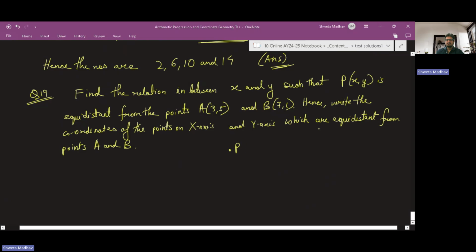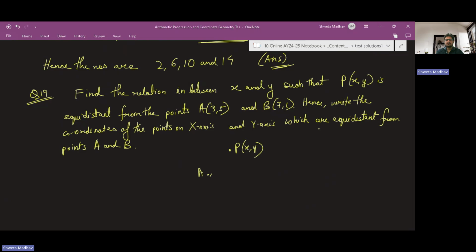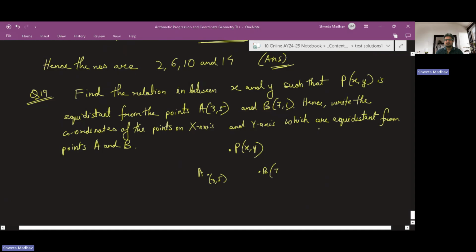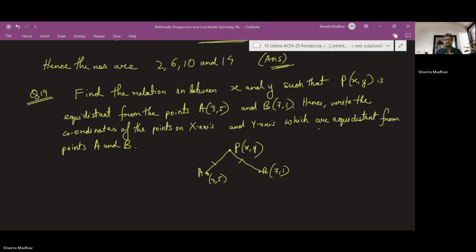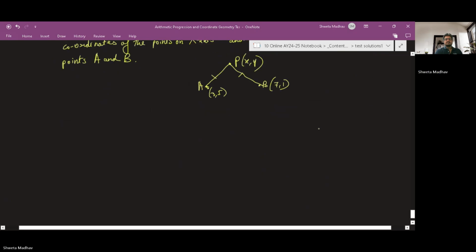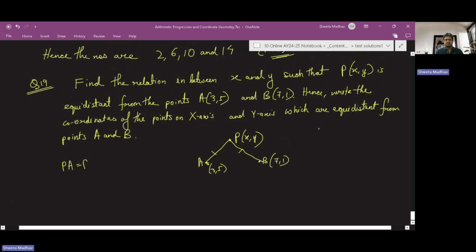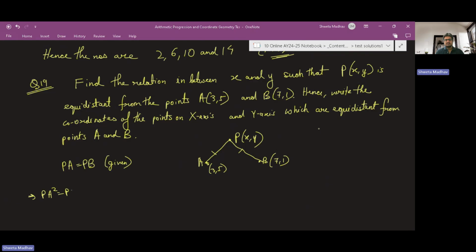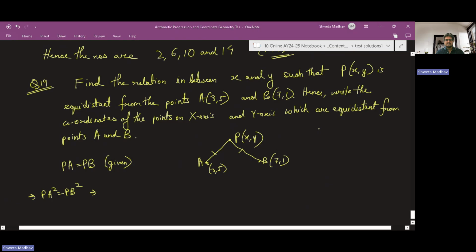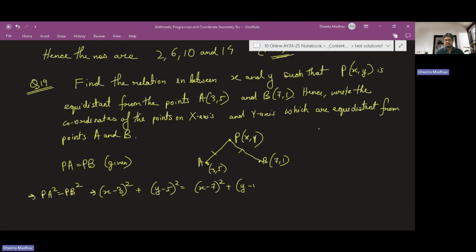So we have to find the point P(x, y), which is equidistant from A, which is (3, 5), and B, which is (7, 1). So PA equal to PB has been given. Then write the coordinates of the points on the x and y axis which are equidistant from A and B. So PA should be equal to PB. Therefore PA square should be equal to PB square, which means (x minus 3) whole square plus (y minus 5) whole square is equal to (x minus 7) whole square plus (y minus 1) whole square.